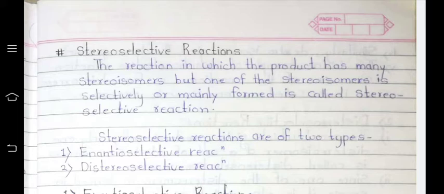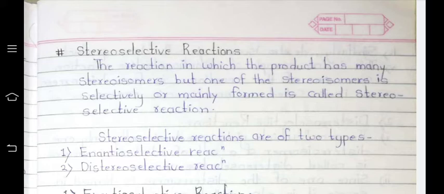For example, consider one reaction in which we get two enantiomeric products. These two products are enantiomers of each other, in which one is the major product that mainly forms. These types of reactions are stereoselective reactions.